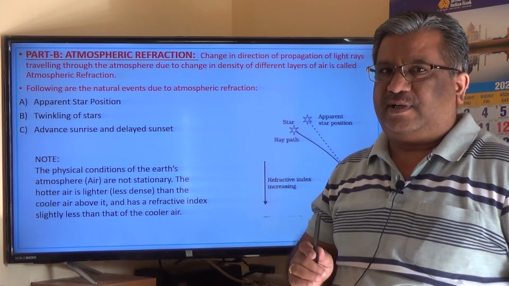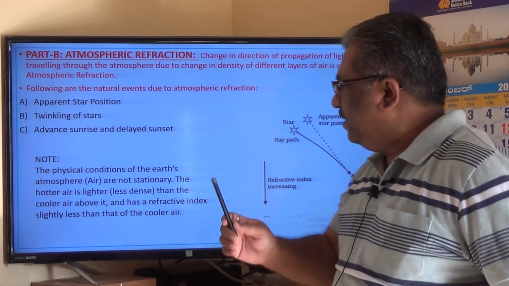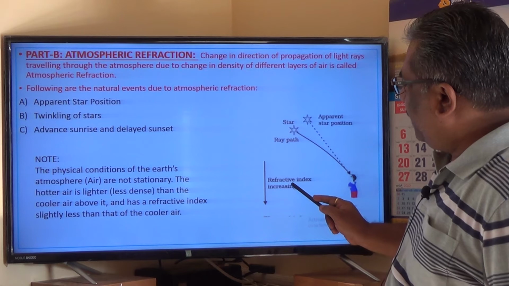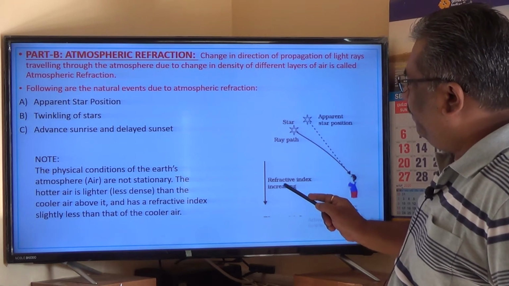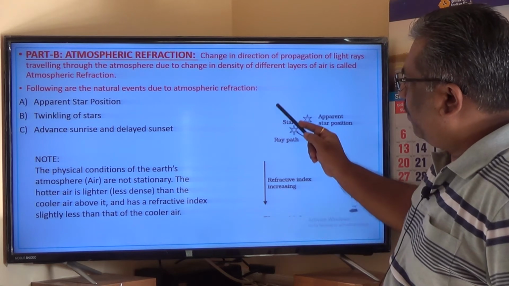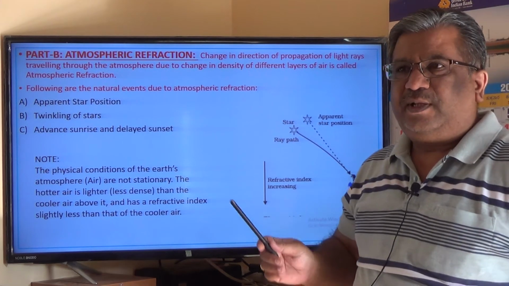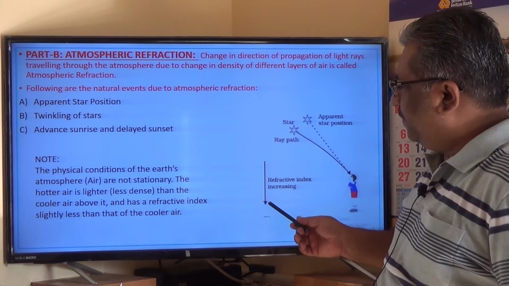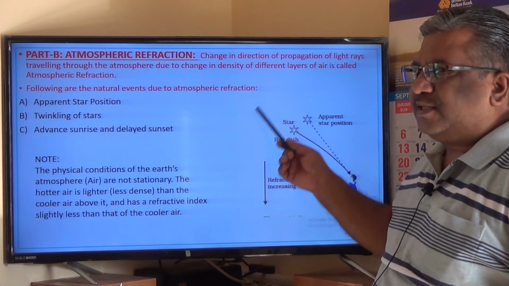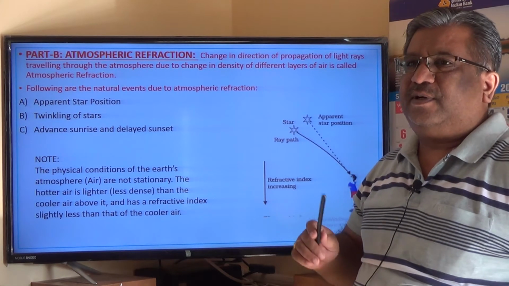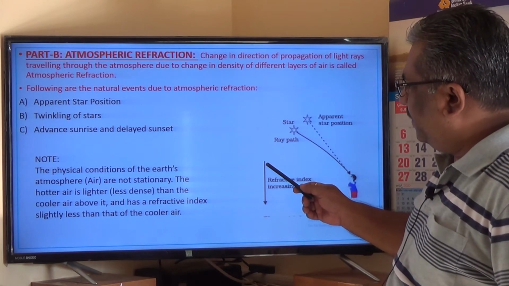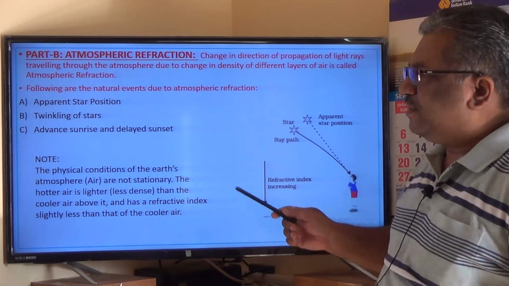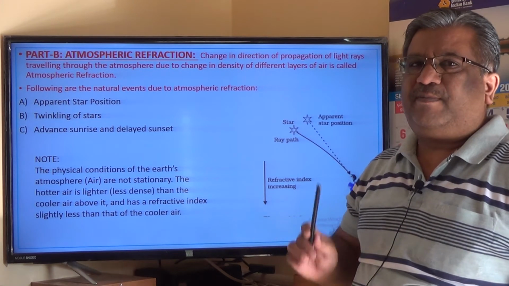It is not constant. How does it vary? Just see here. The refractive index of the Earth's atmosphere increases from top to bottom. That means if you compare from the sky towards the surface of the Earth, the refractive index of the Earth's atmosphere increases towards the Earth's surface. That should be kept in mind.